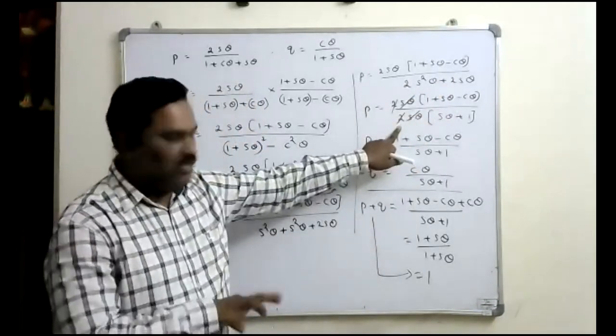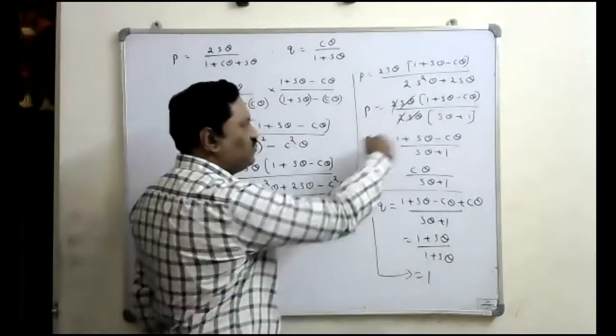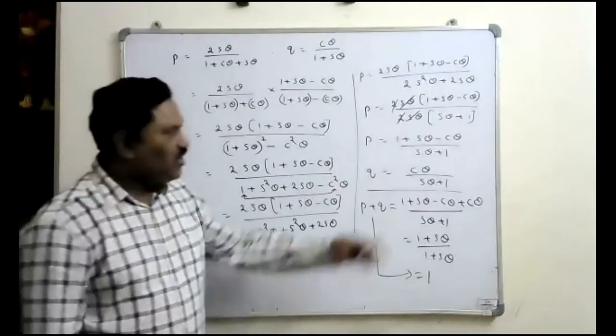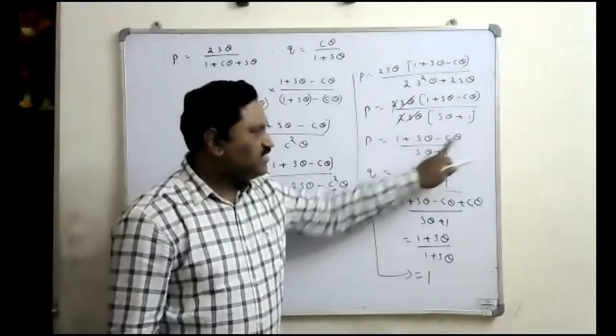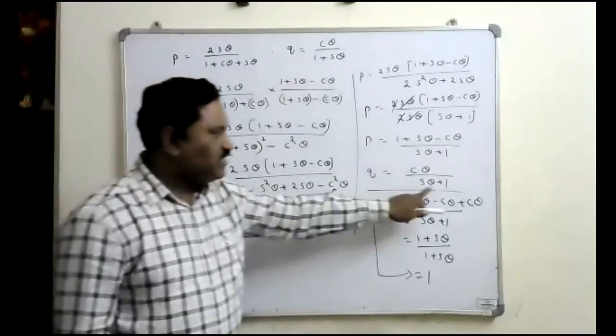2 sin theta common निकाल दो. बाकी मिलेंगे इधर sin theta plus 1. Of course 2 sin theta gets cancelled. Then we got that 1 plus sin theta minus cos theta upon sin theta plus 1, and that take the Q value. Cos theta by sin theta plus 1.